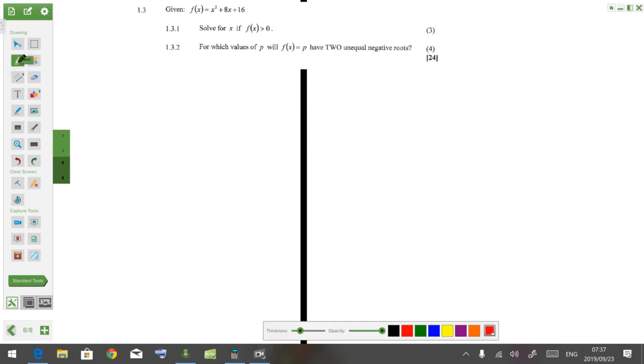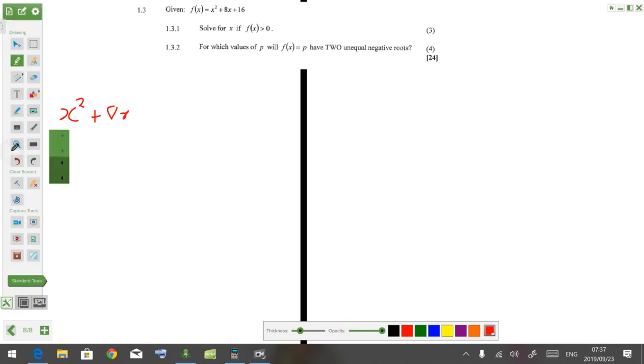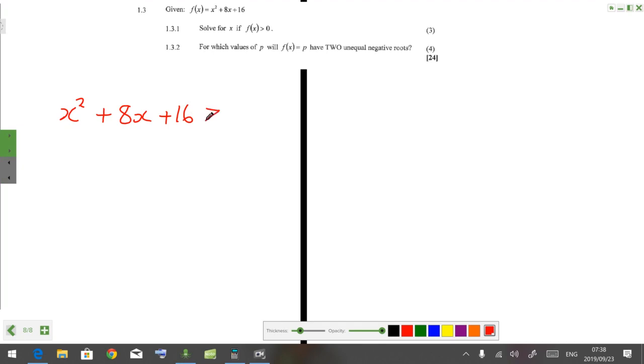Okay, the first part says we should solve if that is greater than 0. Okay, x squared plus 8x plus 16 is greater than 0. Here we're going to need to get our factors, right? So what we have? x plus 4.